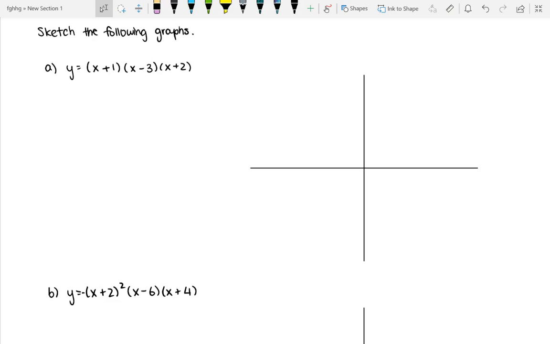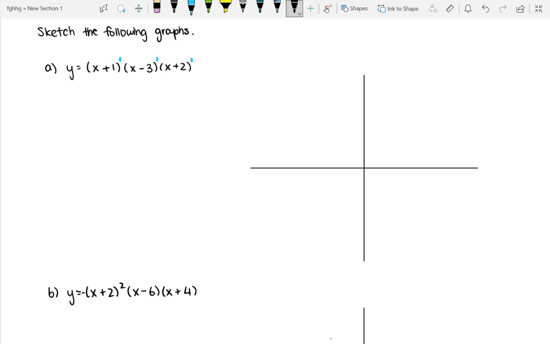So the examples that I have here say sketch the following graphs. Let's take a look at the first one. The first one is y equals x plus 1 times x minus 3 times x plus 2. Now I want you to notice the exponent for each of those factors. The exponents are just 1, 1, and 1. Based on our discussion in class today, if the exponent of the factor is 1, it's just going to pass through the x-axis just like a line would.